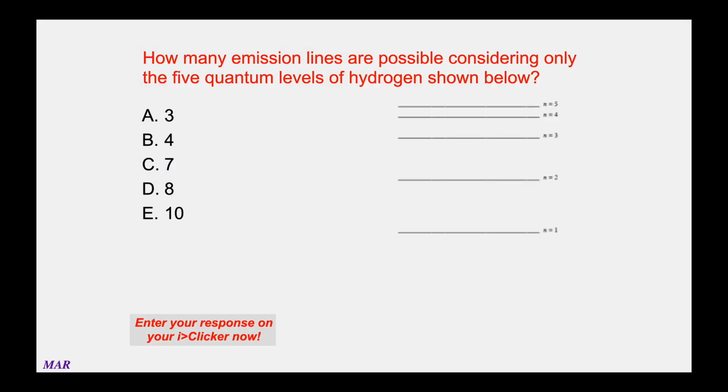How many emission lines are possible considering only the first 5 quantum levels of hydrogen shown below? This is basically a question about Bohr's model of the atom. And absorbance lines are when the transitions start at a lower n and go to a higher n, i.e. an endothermic process. But emission lines, which is what we're looking at right now, are for starting at a higher n and going to a lower n. So see if you can use this information and the diagram that might be helpful there on the right and figure out how many possible emission lines there can be for the first 5 levels of hydrogen.